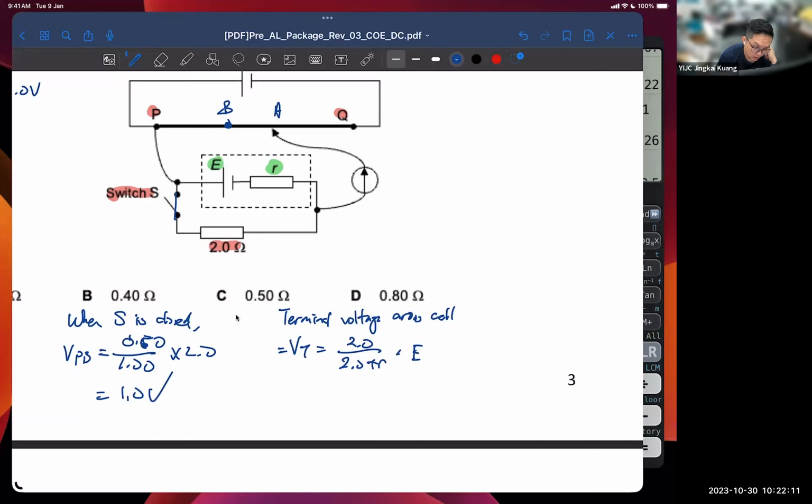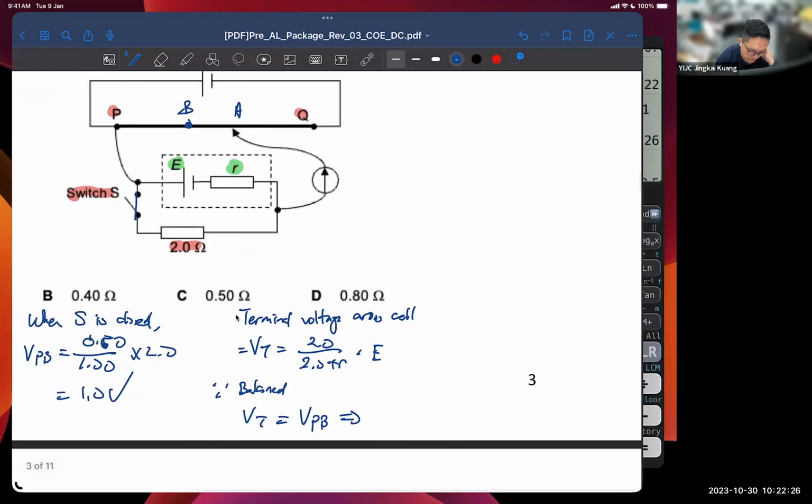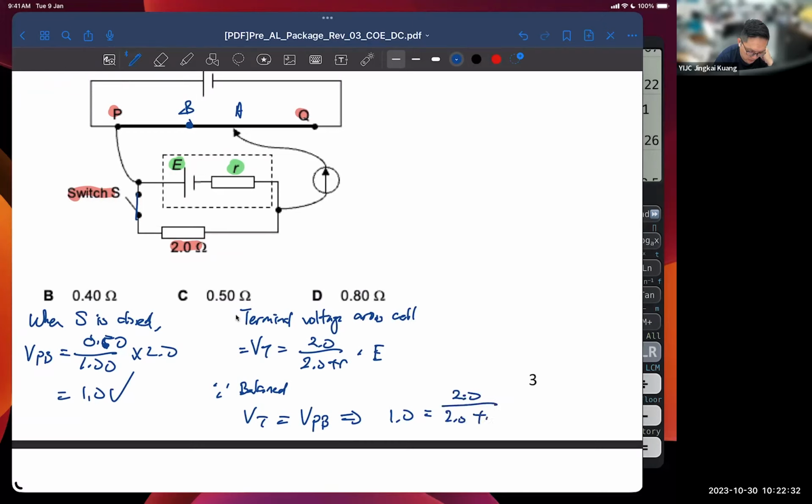And because it's balanced, I can say that VT is equal to VPB. So this is 1.0 equals 2.0 over 2.0 plus r times 1.4 volts. Then go and solve for r.